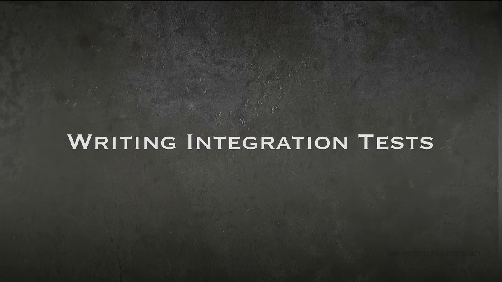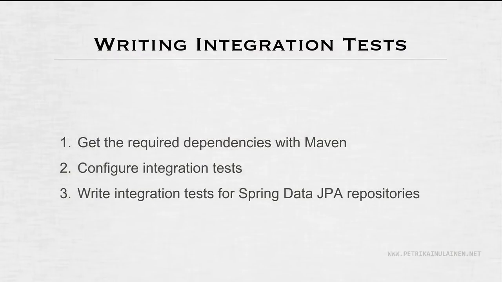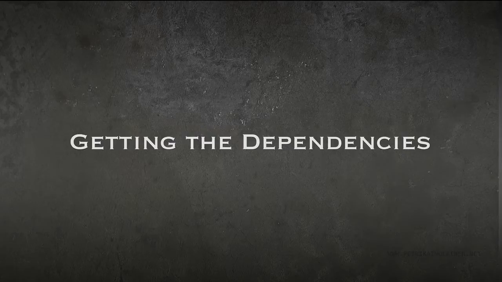In the second part of this screencast, we'll write integration tests for the repository which we just saw. We can write integration tests for Spring Data JPA repositories by following these steps. First, we have to get the required dependencies with Maven. Second, we have to configure our integration tests. And third, we have to write the actual integration tests for our repository. Let's start by taking a look at how we can get the required dependencies with Maven.